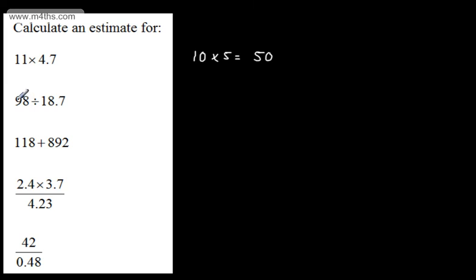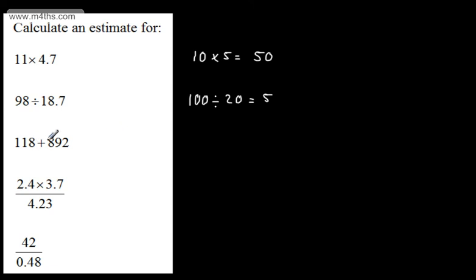98 to one significant figure. My choices now are 90 or 100. We're rounding now to the nearest 10. We're going to round up, that will be 100, and I need to divide this now by 18.7 to one significant figure. The first significant figure is in the tens column, so we're going to round to the nearest 10. So I'm going to round that up now to 20. 100 divided by 20 is going to give me 5.